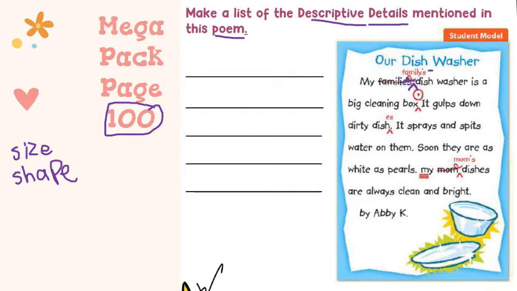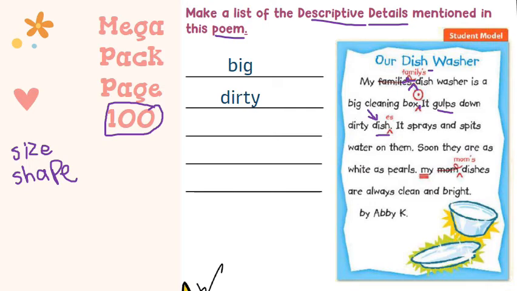My family's dishwasher is a big cleaning box. Till here, I should put a point, okay? So do I have a describing word? Yes, of course. I have a word that describes the size of the washer or the cleaning box. It gulps down dirty dishes. Do I have a describing word? Yes, I do. I'm describing the dishes, the manner of the dishes. They are being what? Dirty.